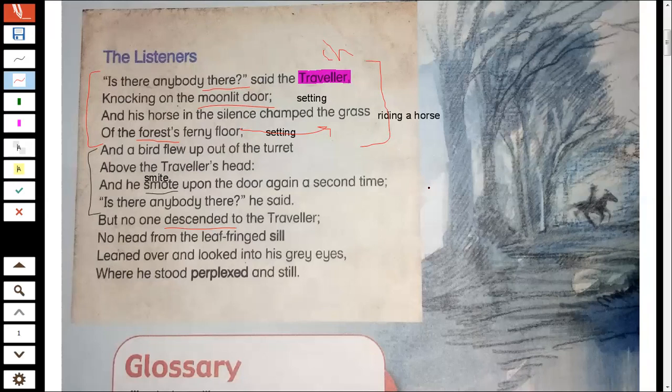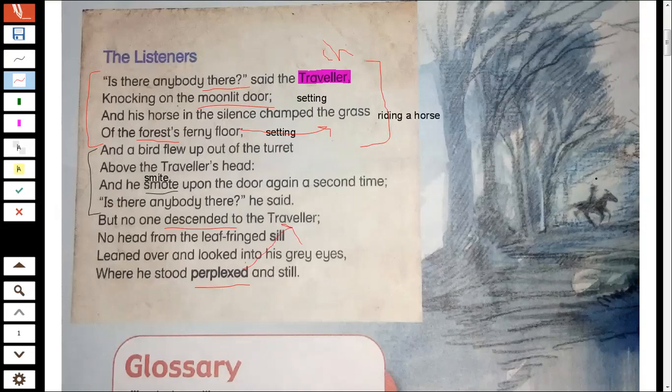They will be full of insects everywhere, bugs and whatever that's going to cover your place. So usually, even if you need to frame your window with some plantings, you would shape them well. But the idea here, a leaf fringed sill, is a sill that is completely covered. So the place is not inhabited. No one is living there. So no one leaned over and looked into his gray eyes, where he stood perplexed and still. Now, who stood perplexed? The traveler.